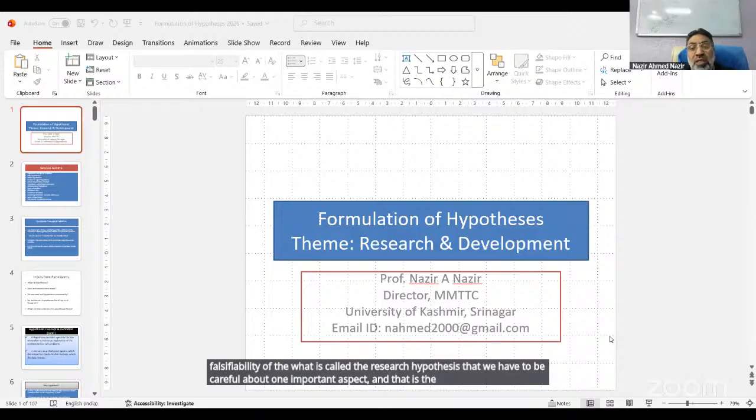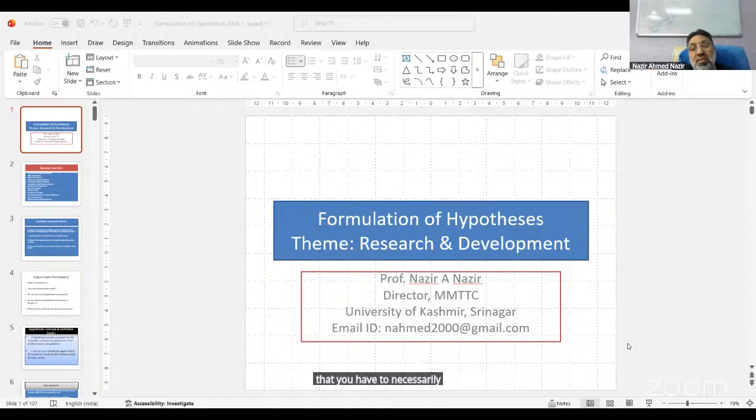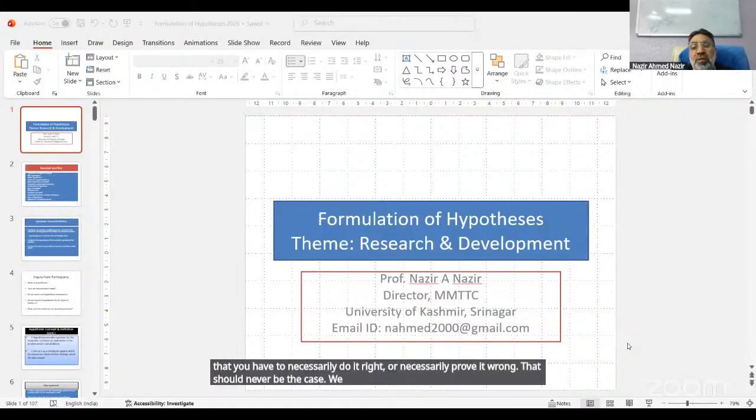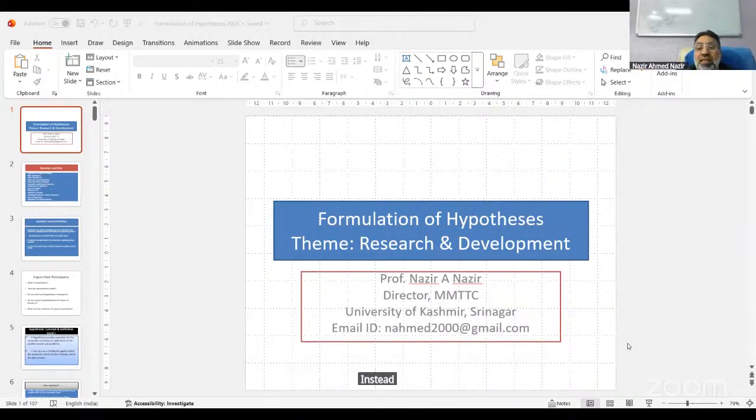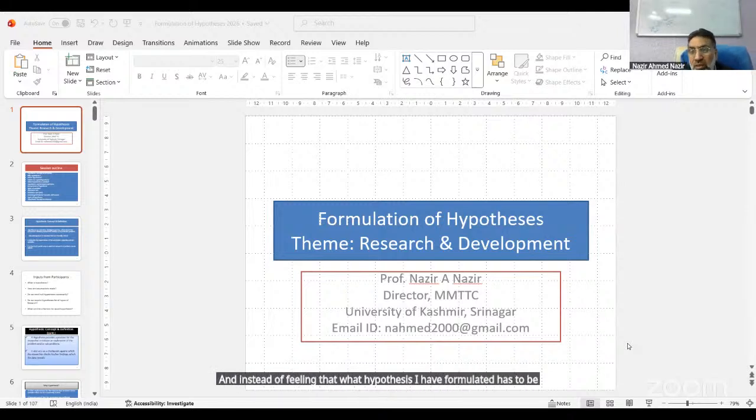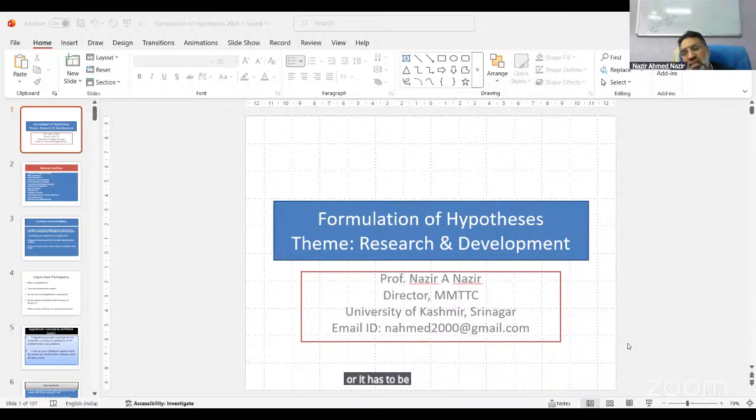If you are formulating a hypothesis, you should not get glued to it in the sense that you have to necessarily prove it right or necessarily prove it wrong. That should never be the case. We have to always keep in mind that we are a third party to the research. That means whatever the data reveals, we have to present that, instead of feeling that the hypothesis I have formulated has to be necessarily proved.